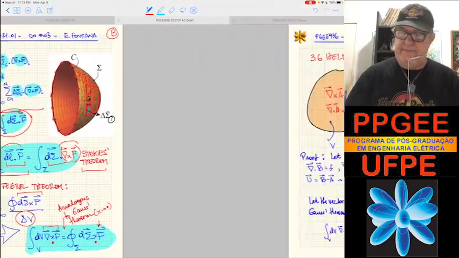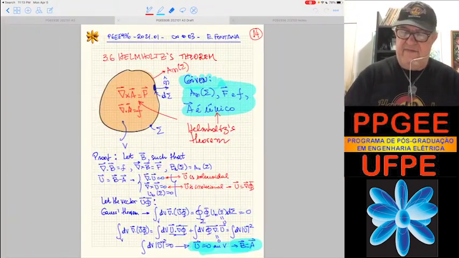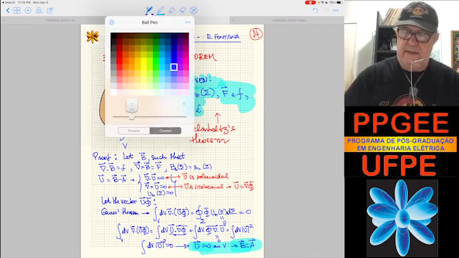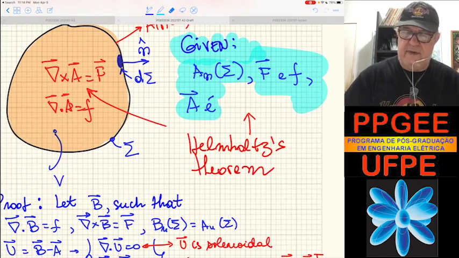Finally, we have this theorem here. Just rewrite here. This is in Portuguese here. Let me just fix here. A is unique.